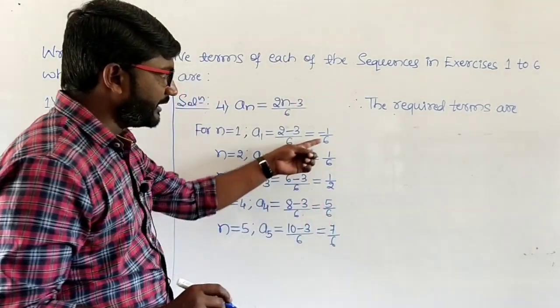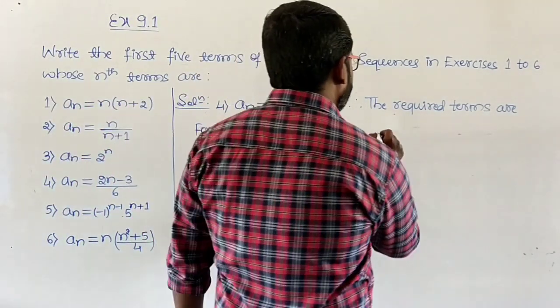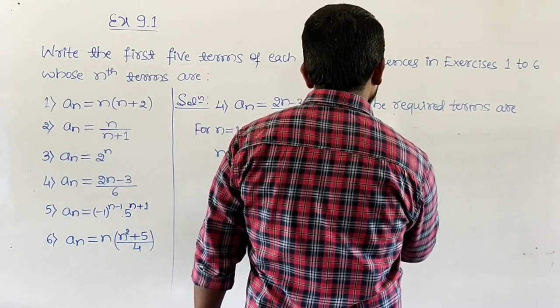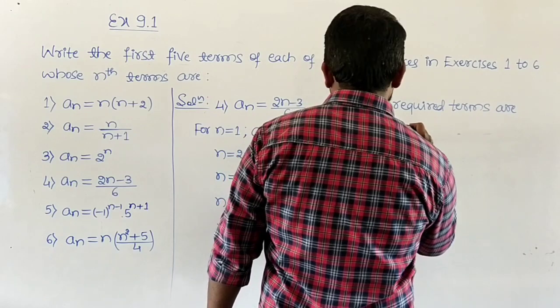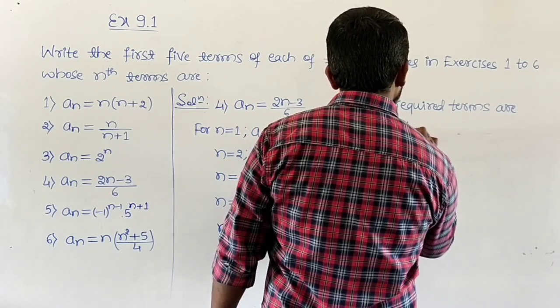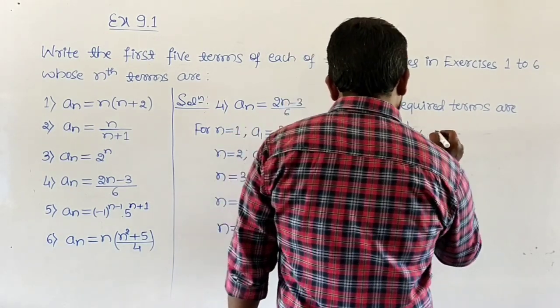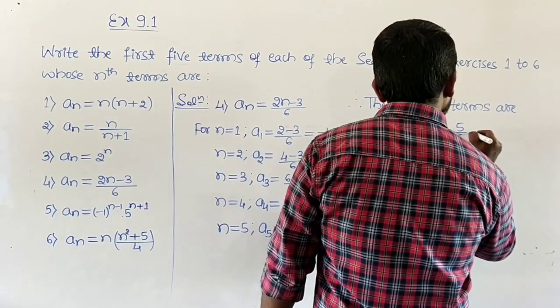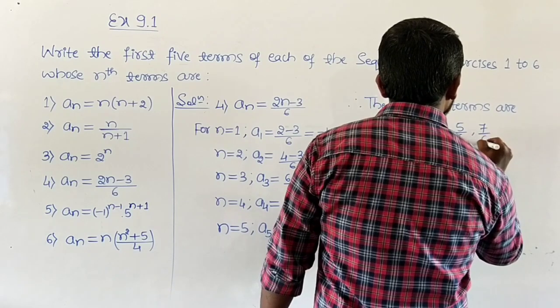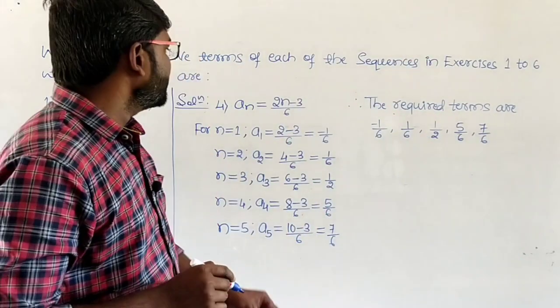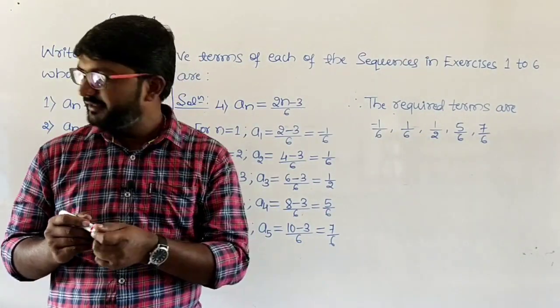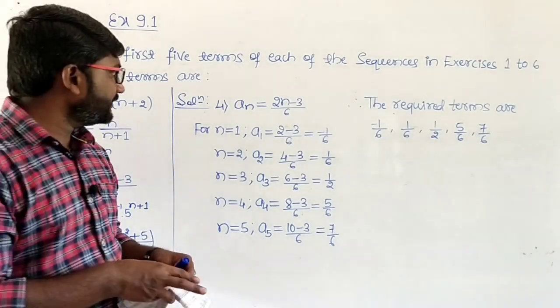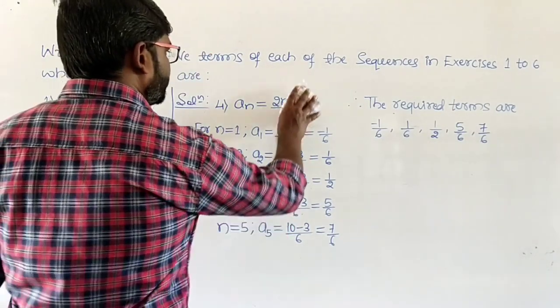So we have to write the required terms. It is minus 1 by 6, and then plus 1 by 6, and then 1 by 2, and then 5 by 6, and then 7 by 6. So these are the 5 required terms. And then let's move on to the fifth question.